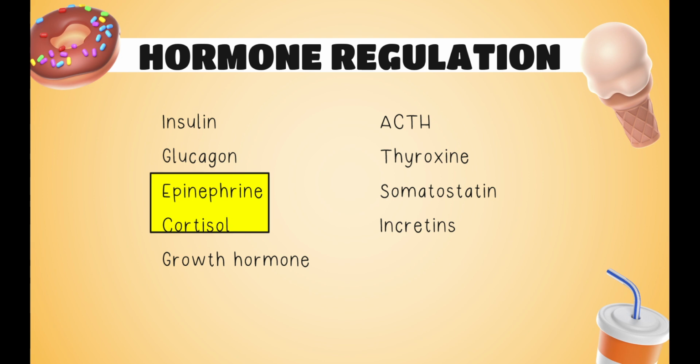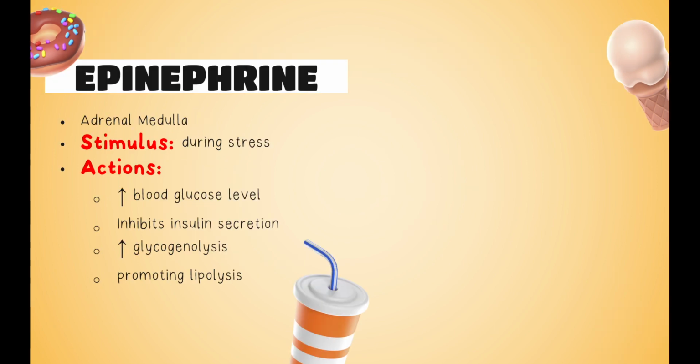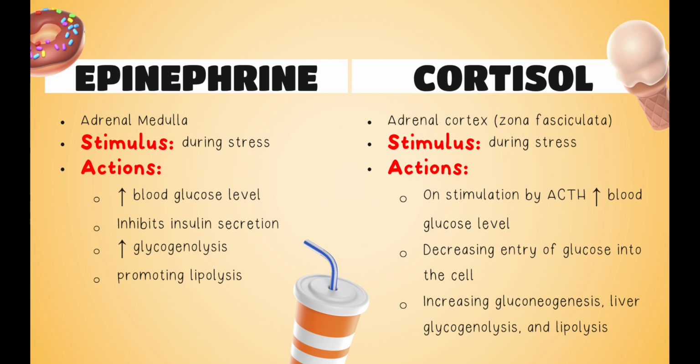Next, let us proceed with epinephrine and cortisol. So, bakit ko ginawang as one, the epinephrine and cortisol? Because they are both secreted almost on the same gland. They are both secreted in the adrenal gland, pero nasa different portions sila ng adrenal gland being secreted. Epinephrine is secreted in the adrenal medulla portion of your adrenal gland. Cortisol is dun sa adrenal cortex, specifically the zona fasciculata. Both are stimulated during stress.